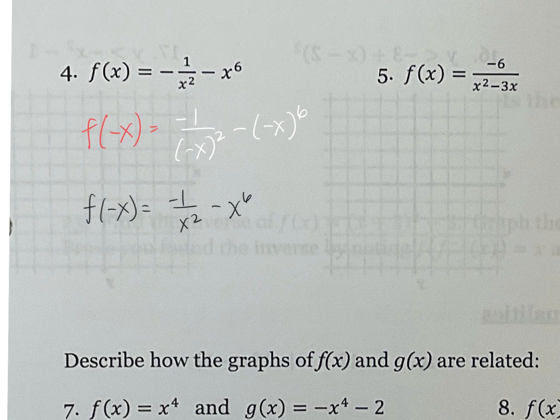So, even, odd, or neither. Here is the deal. When we plugged in a negative x, we got what we started with. Would that equal what we started with, f of x? So therefore, it's even. Even is when we get the same. Odd is when we get exactly opposite. And neither is, obviously, when nothing matches.